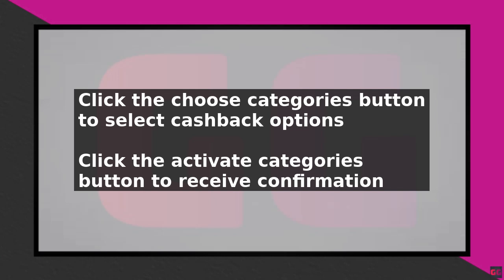Once you've made your selections, click the Activate Categories button. Finally, you'll receive confirmation that your cashback categories for the quarter have been activated.